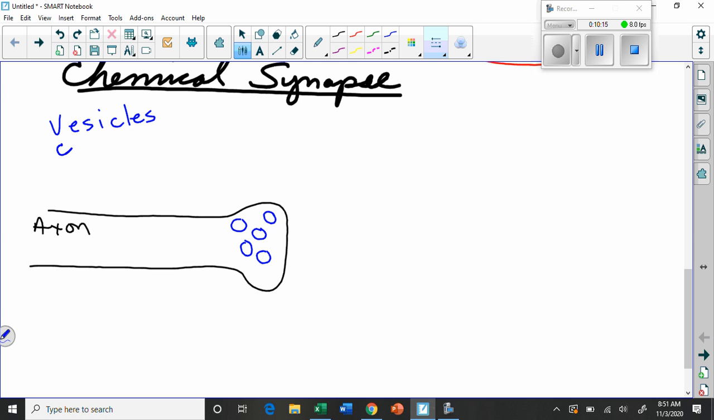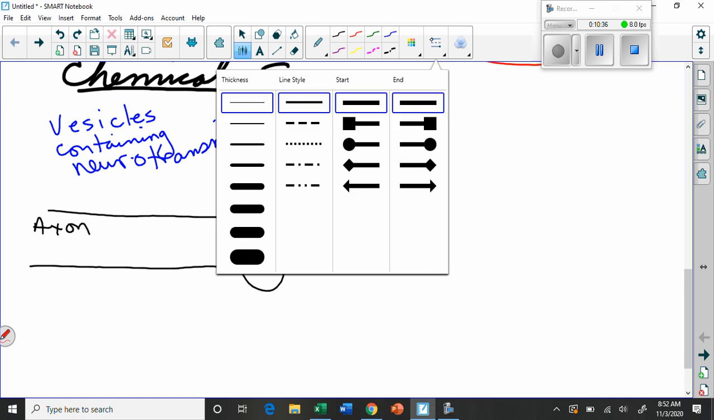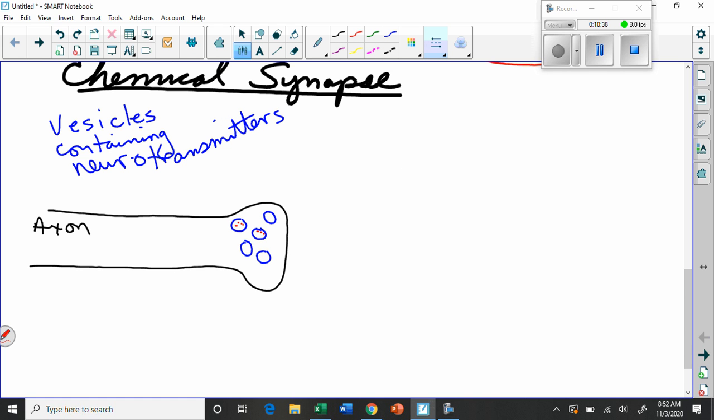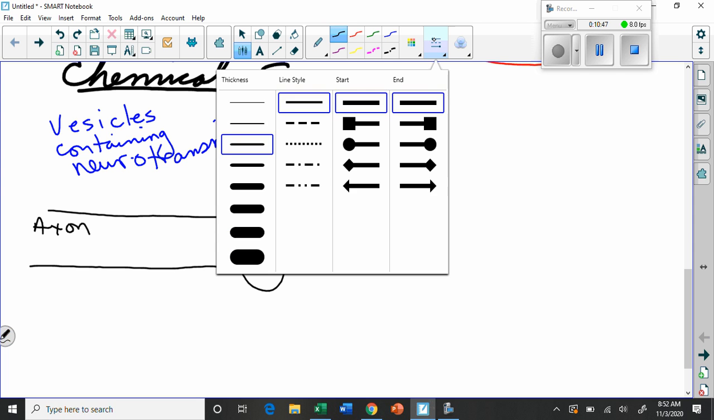So vesicles containing neurotransmitters, which are specialized chemicals that are going to do some interesting things here. So I'm going to put the neurotransmitters as tiny red dots inside the vesicles, these little chemicals. So what happens is along comes the action potential.